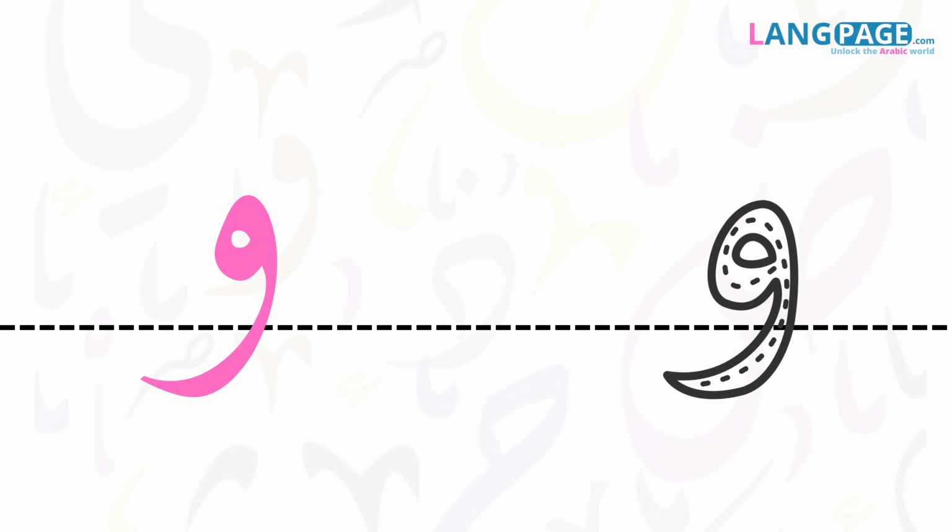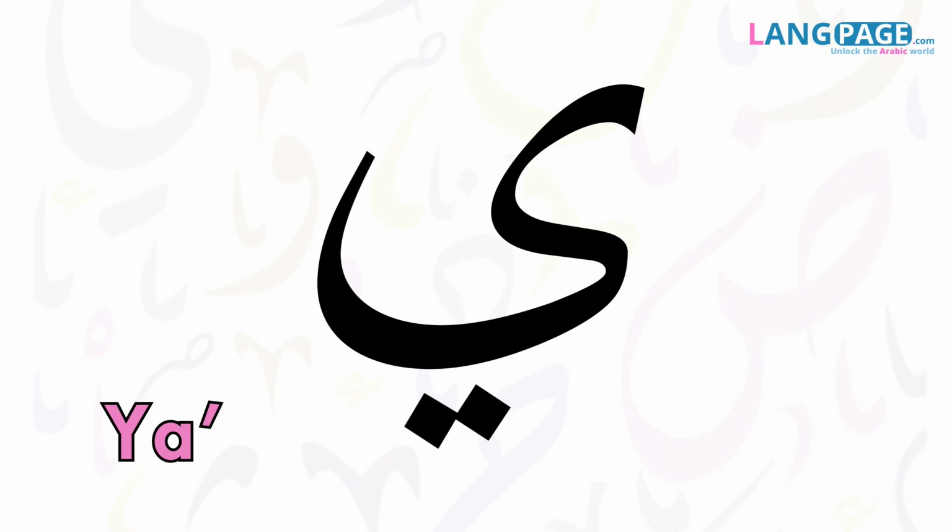And now let's see how to write the letter waw. First, I have the basic line. I start from here, doing a circle, then slide below the line. The last letter of the Arabic alphabet is the letter ya.